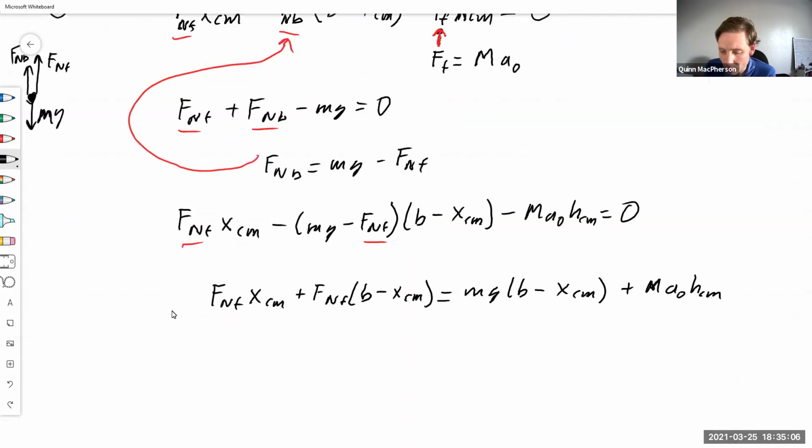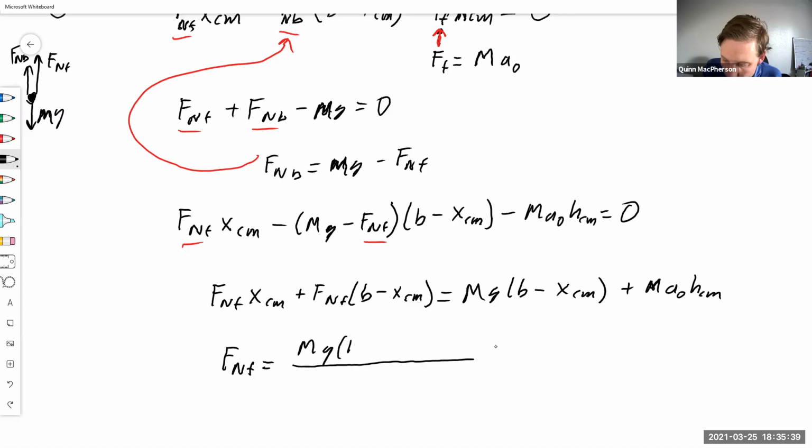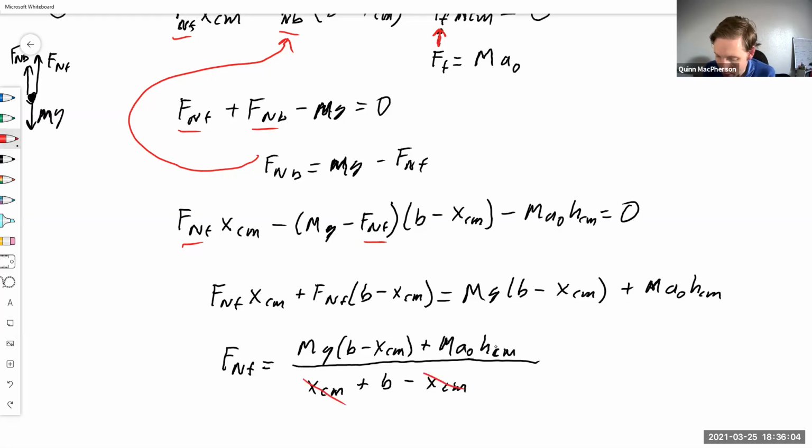Okay, so we got all of our normal forces on this side, the other terms on that side. We now can do some division. Force normal front is equal to, I should use the same capital M here for both mg and ma. It's the same mass. So we have M g (b minus x center of mass) plus M a0 h center of mass, all over x center of mass plus b minus x center of mass. Oh, that's convenient. Those cancel, and we're left with b there.